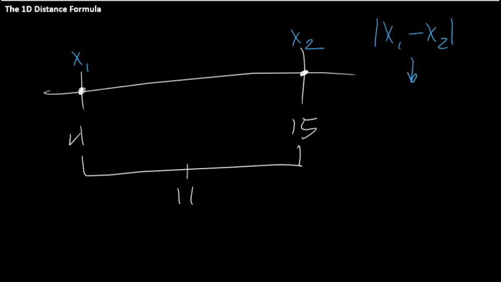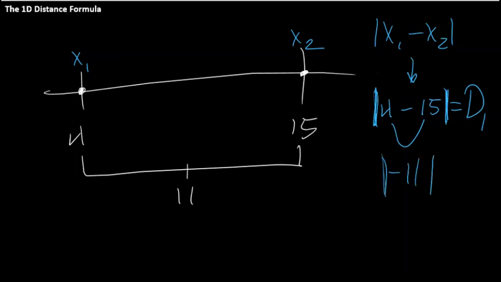So let's go ahead and plug our numbers in. So x1 is 4 minus our x2, 15, and we're taking the absolute value, and that's going to give us our distance in one dimension, right? 4 minus 15, that's negative 11, right? And the absolute value of negative 11 is simply 11, okay? Now, why is the absolute value always positive? Well, let's talk about that real quick.